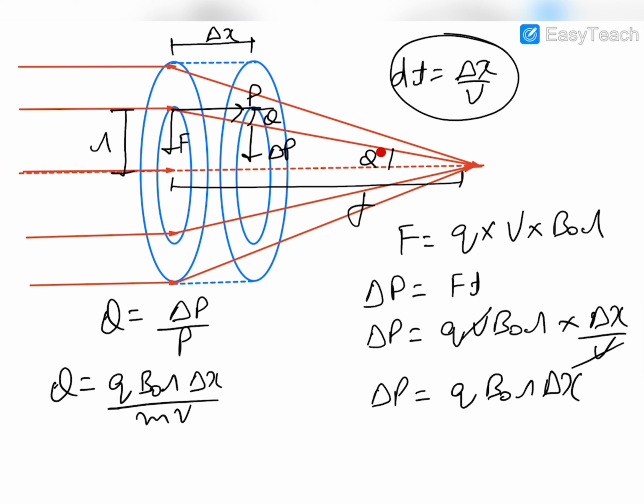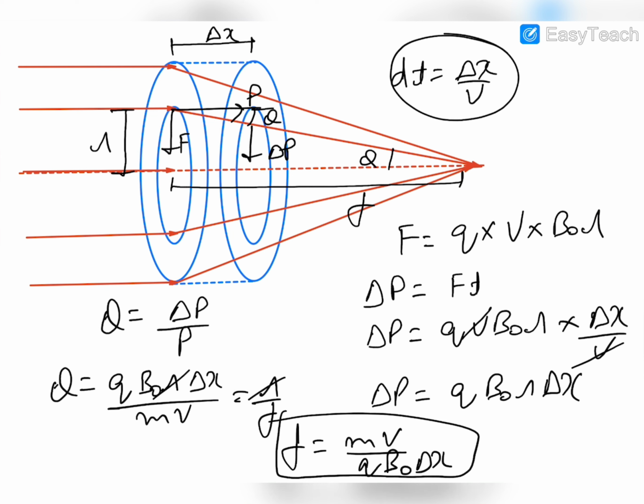And tan theta from this triangle will be r by f. So theta will be equal to r by f. Cancelling r with r, f will be equal to mv by q B naught delta x. This will be the focal length of this magnetic lens, and all these particles will be focused at this position.